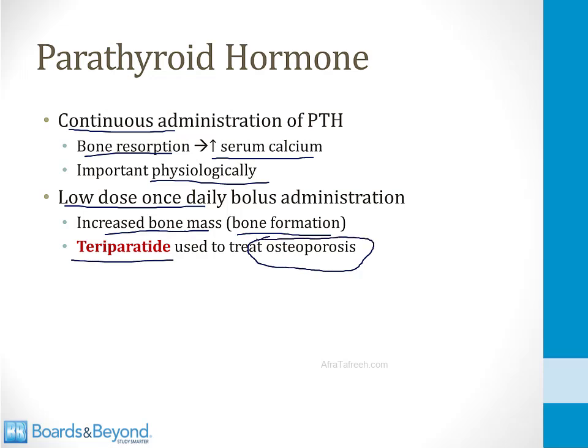This can seem counterintuitive. Why would you administer an analog of parathyroid hormone in a weak bone disease when parathyroid hormone causes resorption of bone? The reason teriparatide works is because when administered as a once-daily low-dose bolus, you see bone formation, and therefore it's beneficial in osteoporosis.